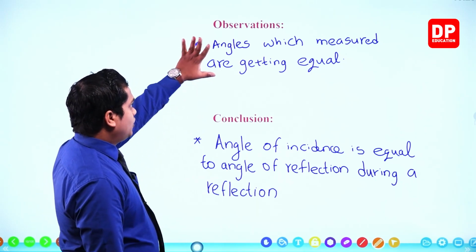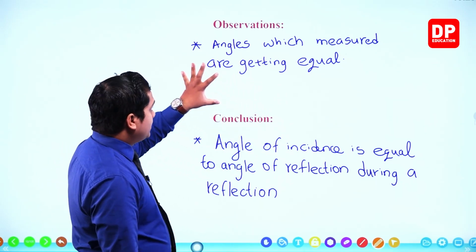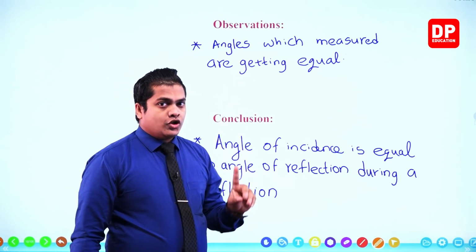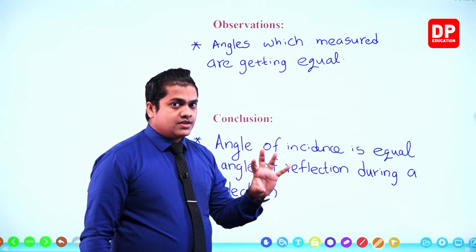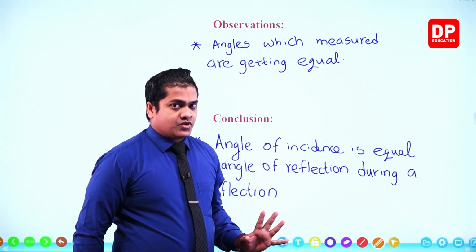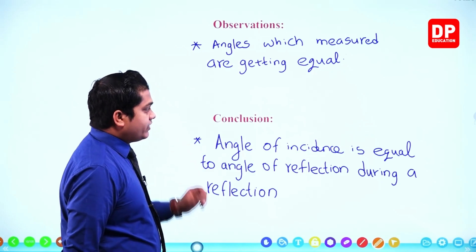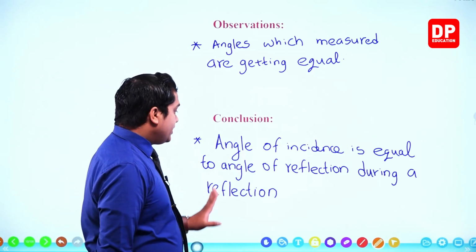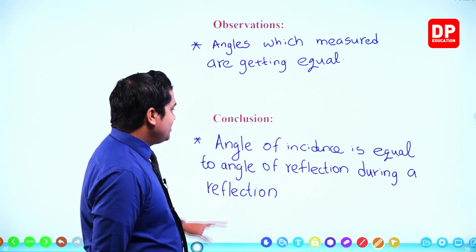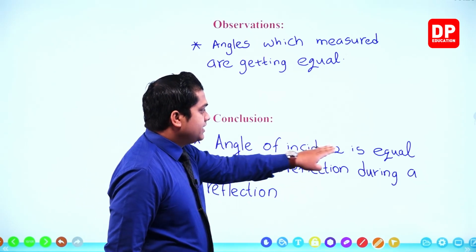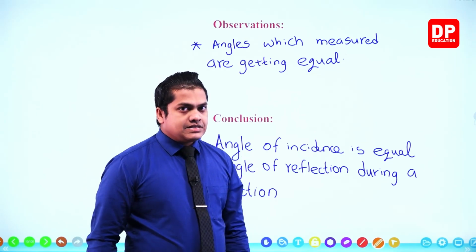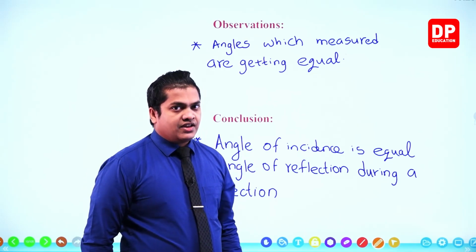Right, so the observations are quite simple. The angles which are measured are getting equal. You know that we have to measure the angles on either side of the normal, as we discussed in the method. Then, my dear children, our conclusion is quite simple. During a reflection, the angle of incidence is equal to the angle of reflection. This is our final conclusion from the activity.